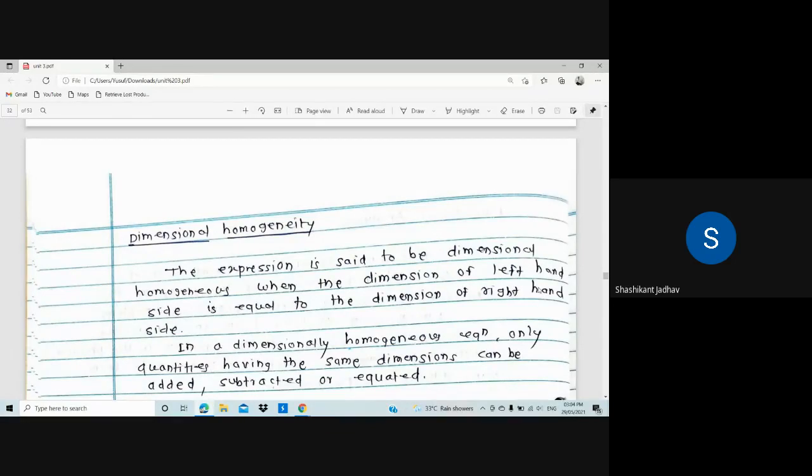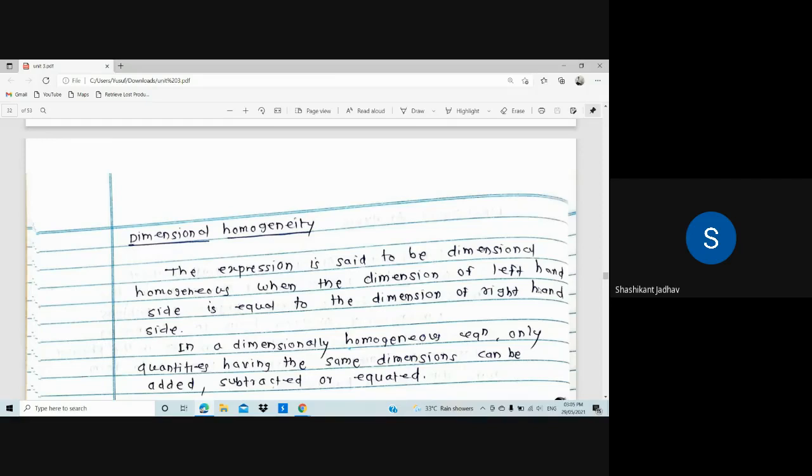Okay, so what is meant by dimensional homogeneity? The expression is said to be dimensionally homogeneous when the dimension of the left hand side is equal to the dimension of the right hand side. If the dimensions of both sides are the same, at that time we say that the two equations are dimensionally homogeneous to each other. Okay, so write down dimensional homogeneity.